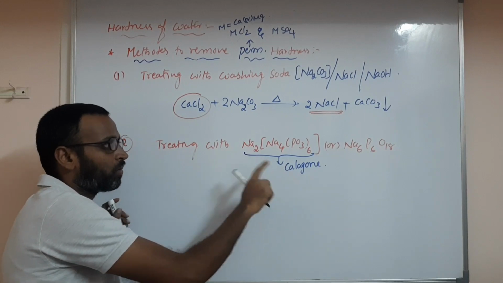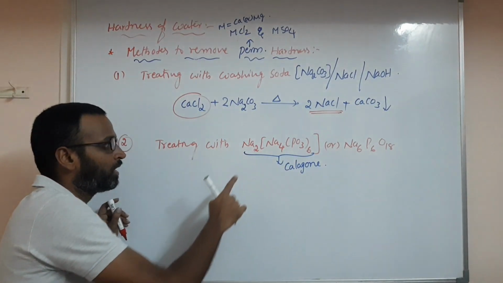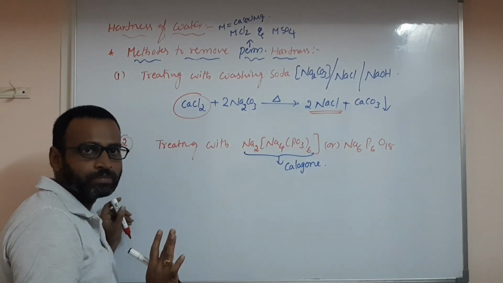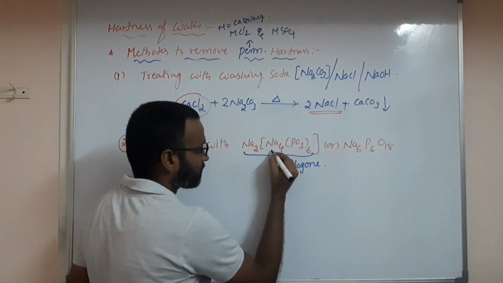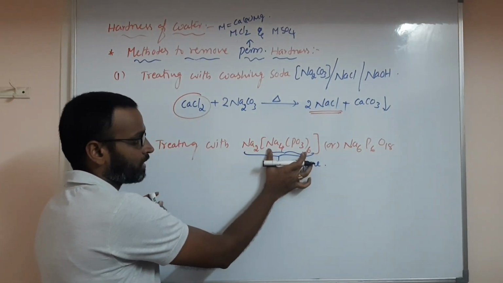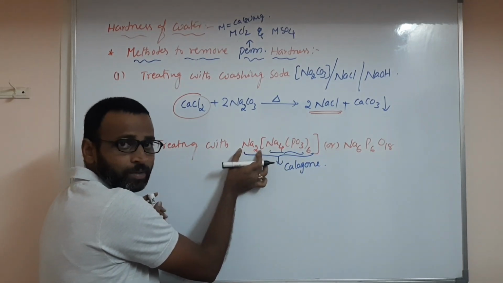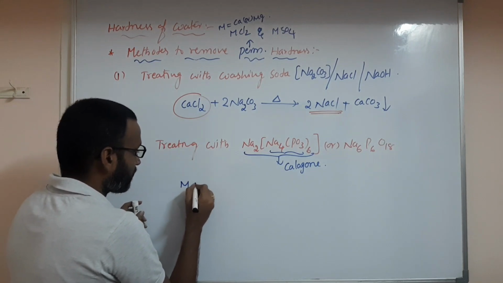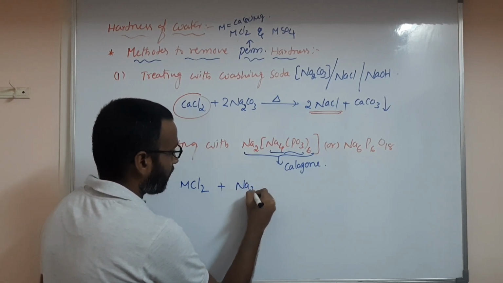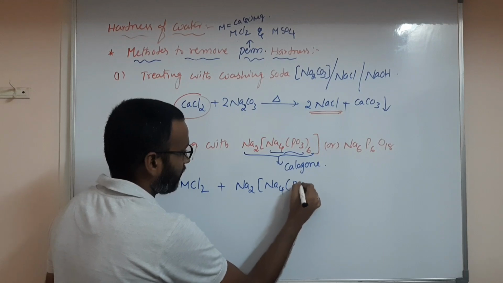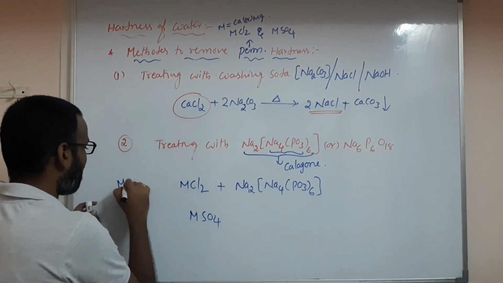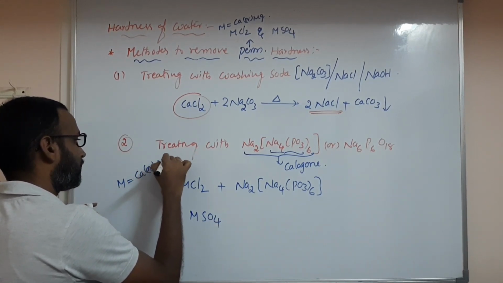So this particular calgon we will add to hard water. Then what happens? The sodium outside will be replaced by calcium or magnesium. Understand what I am saying? The part in the bracket cannot dissociate; it is completely covalent. What is outside can ionize. So when you are treating MCl2 or MSO4 with this calgon, Na2[Na4(PO3)6], what is M? I said many times, calcium or else magnesium.